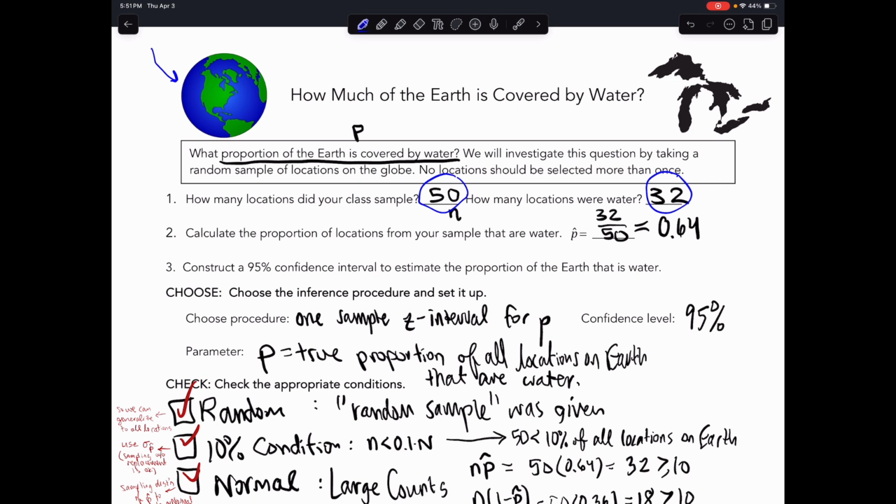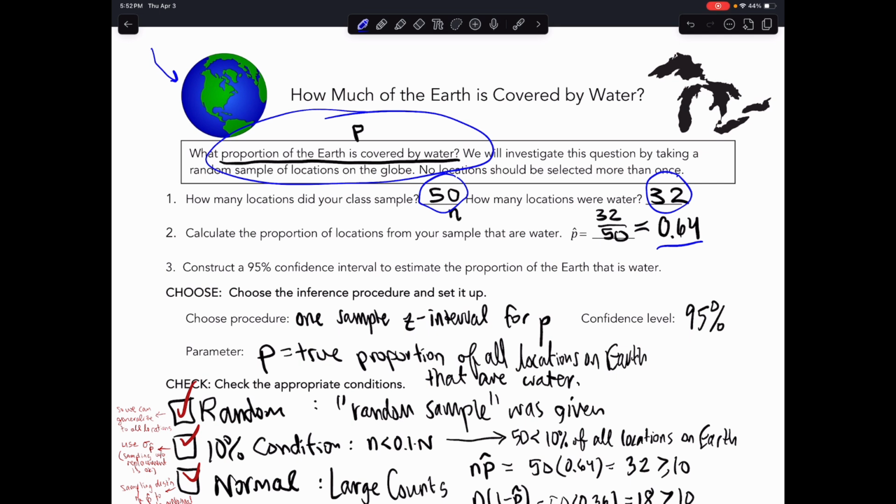So we wanted to investigate that overall question: what proportion of Earth is covered by water? We got 64% as our sample statistic, P hat, the sample proportion. And we could stop there and just say, hey, 64%. But if we were really trying to capture the proportion P, that's not a good enough answer. That's why confidence intervals exist.